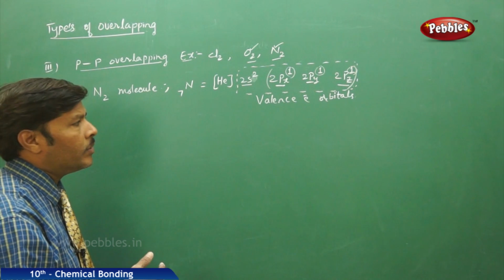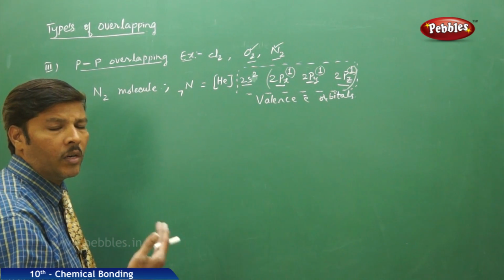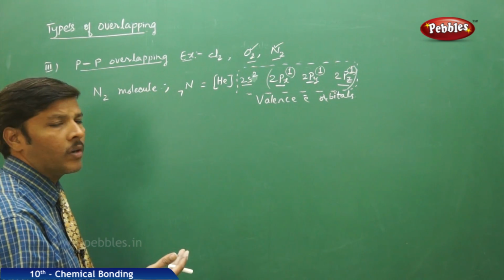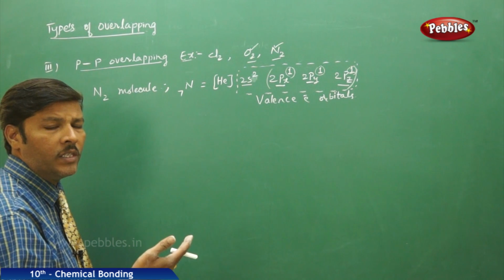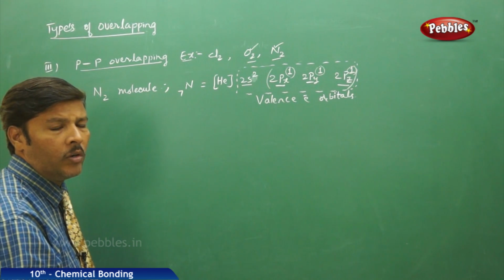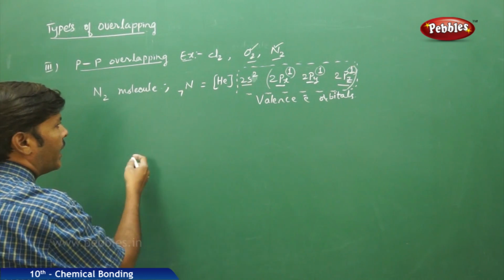When the overlapping is taking place, you find a pair of atomic orbitals try to overlap end on end, resulting in the formation of sigma bond. The rest of the two pairs of atomic orbitals try to overlap sidewise or laterally, and that results in the formation of two pi bonds or pi electron clouds. Let us see what is happening by drawing an orbital diagram here.